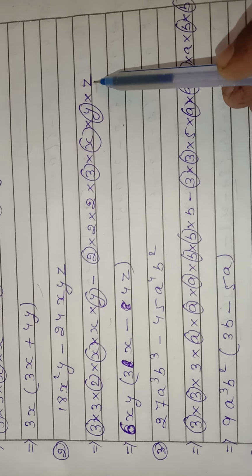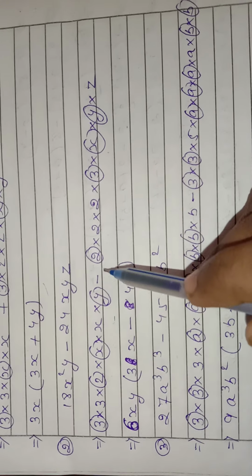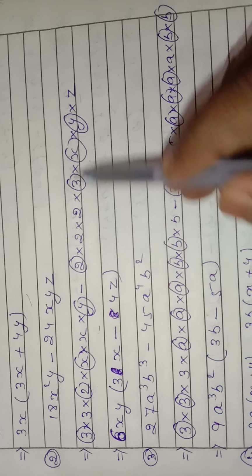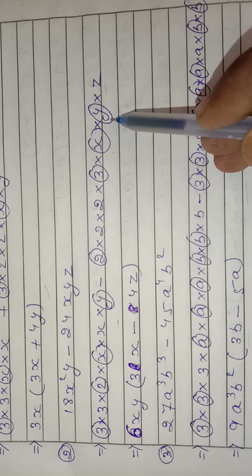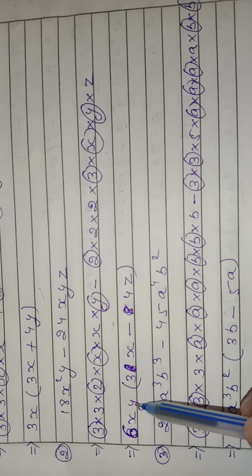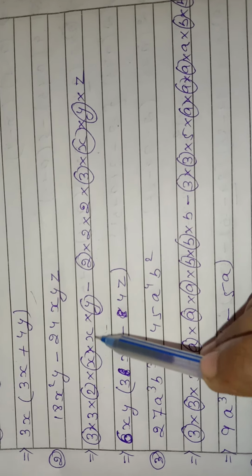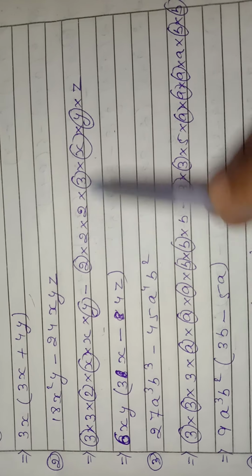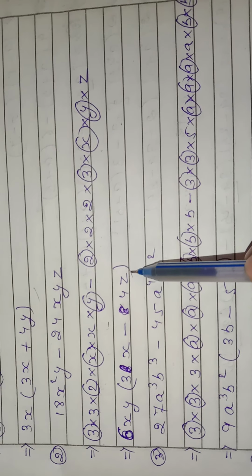Now we have to find out common on both the sides. 1 3 we can find it out, 1 2 we can write, 1 x and 1 y. So 3 2 is a 6, xy. Now what is left here? 3 and x. So 3x minus 2 2 is a 4, and from this side z.